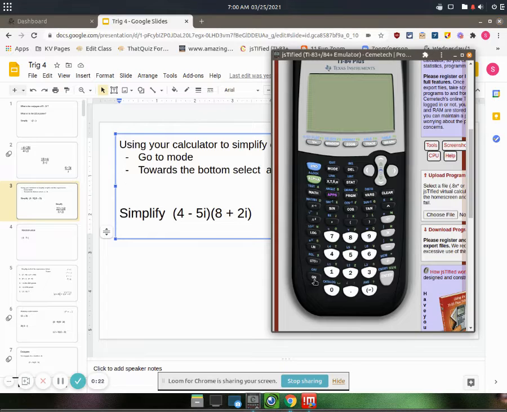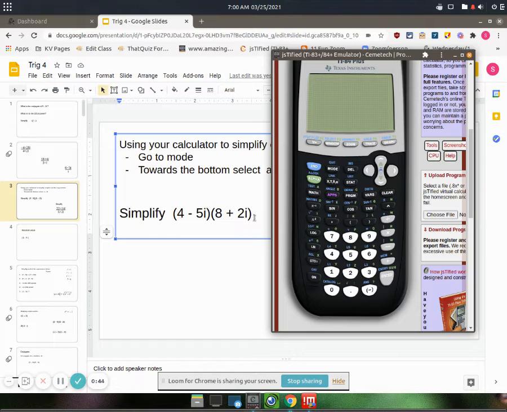All right, the first thing you want to do is go to mode right up here and switch it to A plus BI mode. This is going to allow your calculator to work with complex numbers. They have a special mode for that. Press enter, and then you're going to go to quit. So now it'll be second in mode.